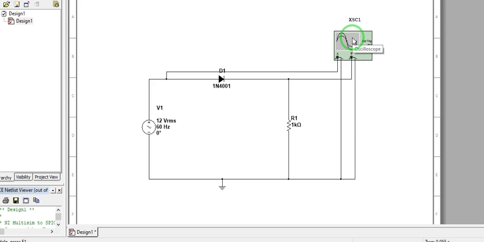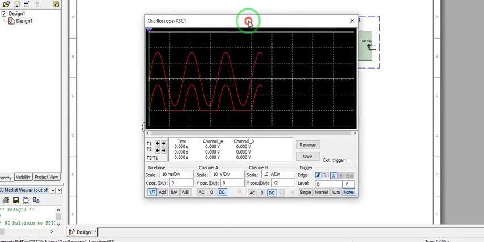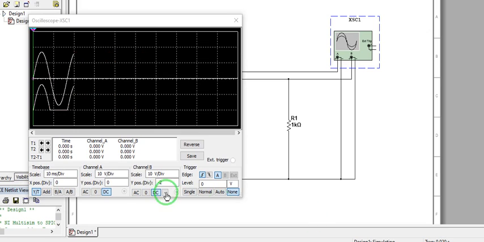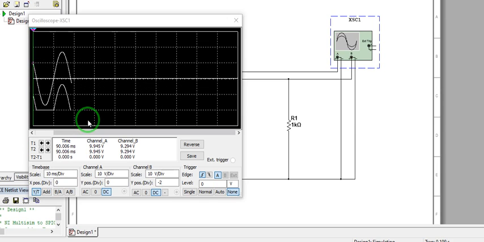So let us now double click our source scope. Okay, and let us run the simulation. Okay, so as you can see, in this video, the upper waveform is our input and the lower waveform is our output. It's very clear here that the two waveforms are different. Okay, so the input signal is being rectified. So this is what we call the half-wave rectifier.